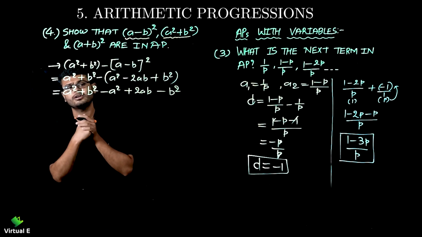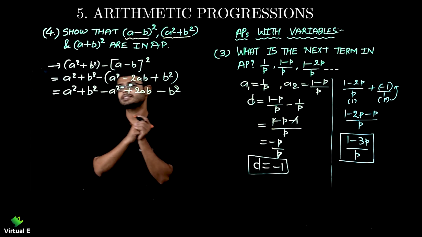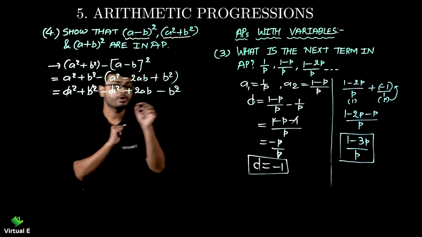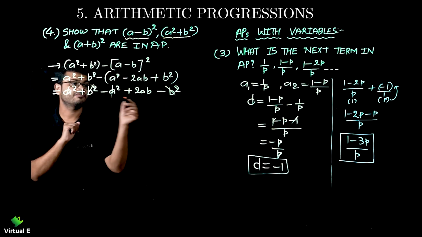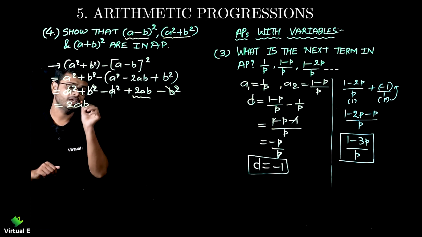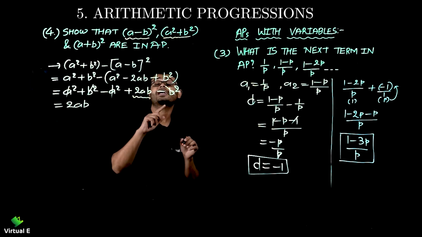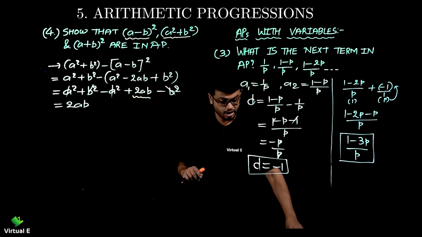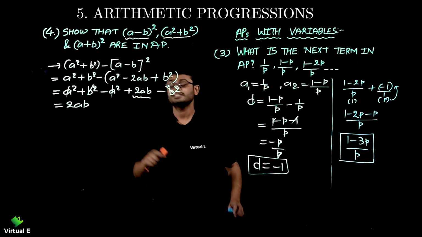Now, can we do any kind of cancellation? Yes. A square and negative a square. Positive b square, negative b square. So what's left? Only 2ab. So 2ab. That's the difference of second and first term. Now let's get the difference of third term and the second term.